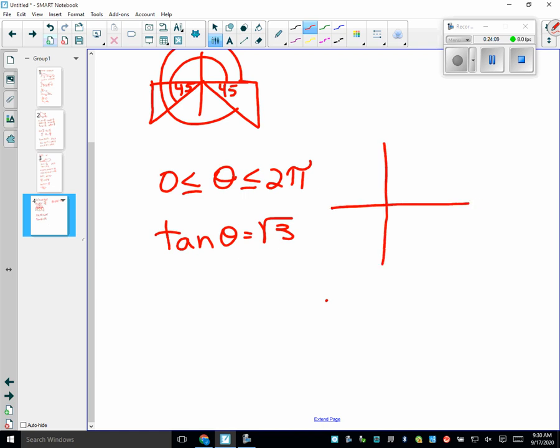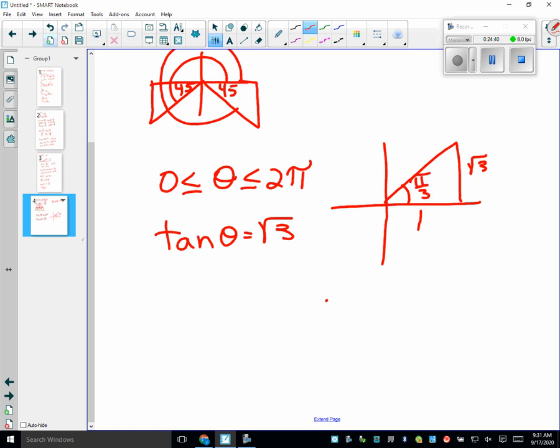So in quadrant 1, this is radical 3, isn't it? How do we know that that's radical 3? Because tangent is opposite over adjacent. So what is this angle? Pi over 3. Okay.